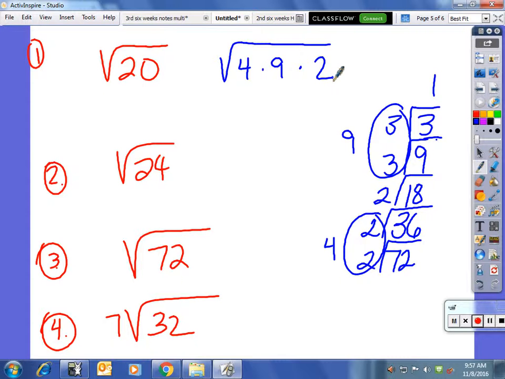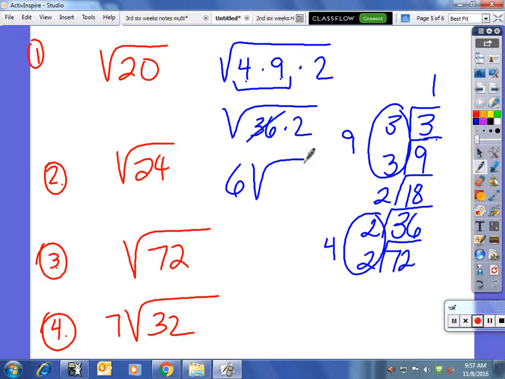Now, you can do it one of two ways. Some kids don't like to put the 4 and the 9 back together. You could take the square root of 4 separately and the square root of 9 separately. Or you could put your two perfect squares together and make an even bigger perfect square. What is 4 times 9? 36. 36 was the biggest perfect square hiding in there. And what is the square root of 36? 6. So it comes out as a 6. That lonely 2 that didn't have anything else with it, it has to stay in there.